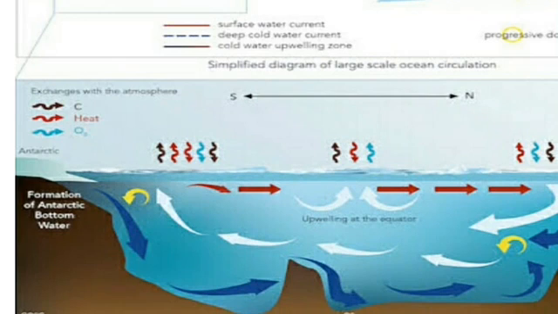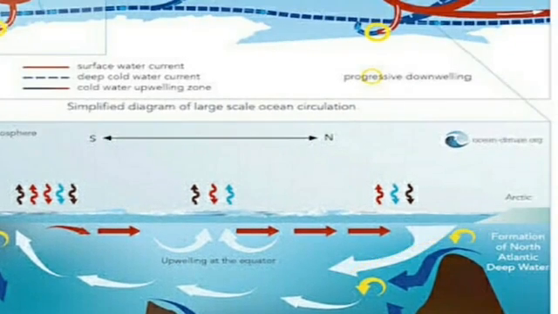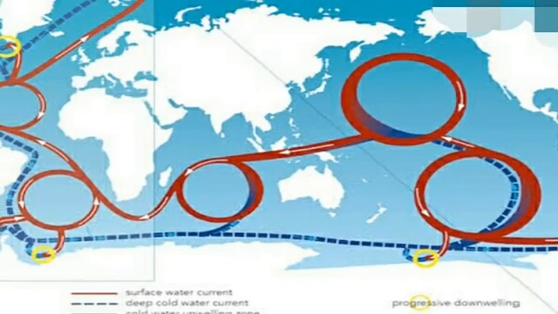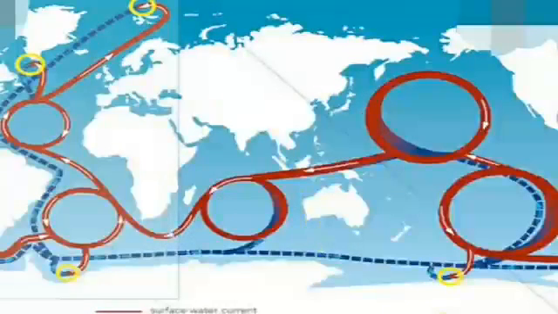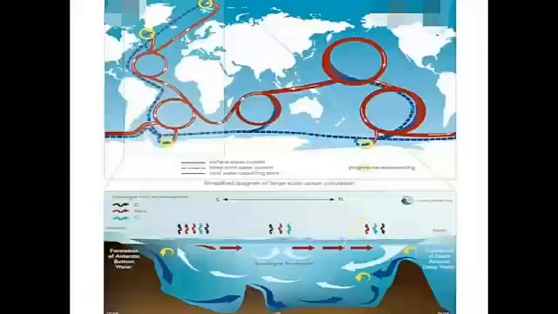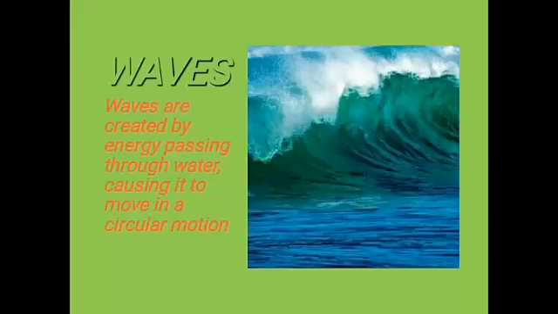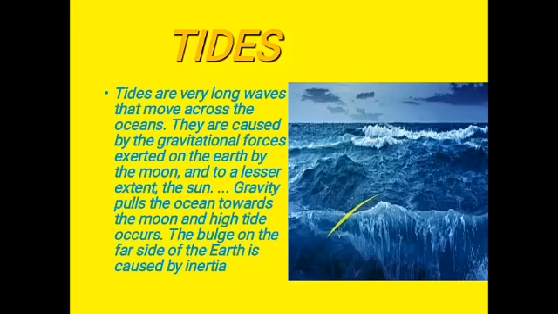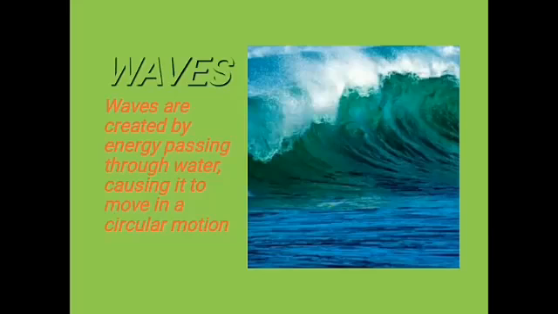The formation of the Atlantic bottom water is showing to you. I am giving the example. Oceanic water evaporates, then the circulation of the ocean goes on. This water actually goes from one ocean to the other. Now let's talk about one of the main points over there. First is waves. Waves are created by energy passing through water, causing it to move in a circular motion.